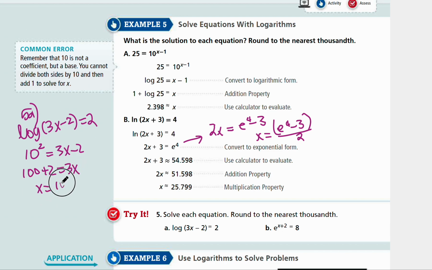x is equal to 102 divided by 3, which is 34, right? Yeah. So x is 34. You don't have to even round up.